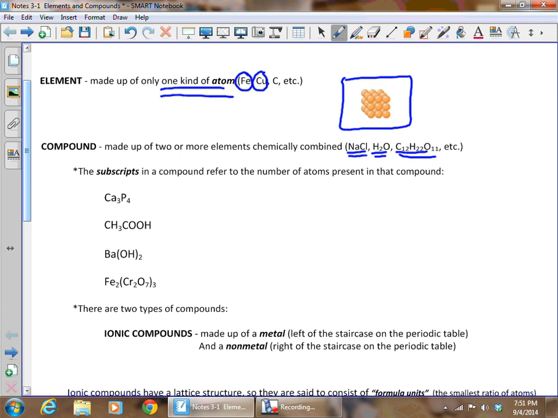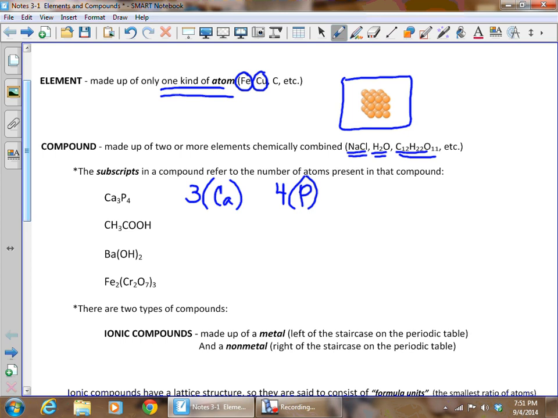If you have this first one, Ca3P4, those subscripts indicate that there are 3 calciums and 4 phosphorus atoms. So that's just a very simple formula. The subscript always follows the element it refers to.